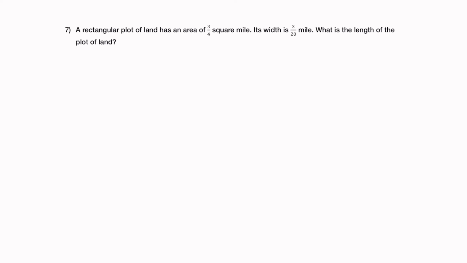Okay, the next one. A rectangular plot of land has an area of 3 by 4 square mile. So the area for the rectangular plot is given to us. Its width, so we have area and we have width, and that is 3 upon 20 mile. What is the length of the plot? What do we need to find? We need to find the length.